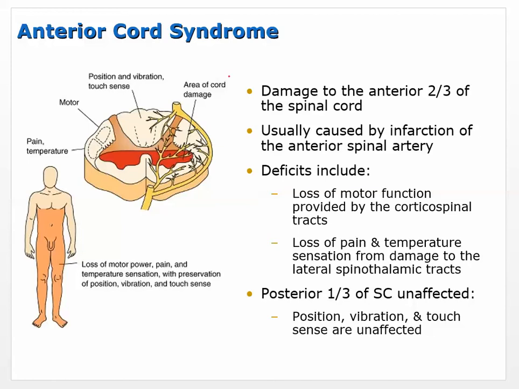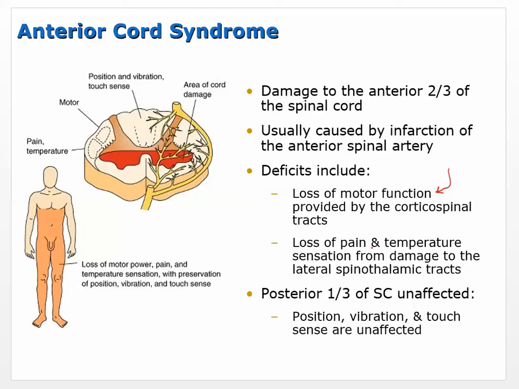Okay, so anterior cord syndrome. Now we're damaging the front part, the anterior part of the spinal cord. So the anterior two-thirds of the spinal cord, usually caused by infarction of the anterior spinal artery. Okay, so that's what causes that specificity in this case. So deficits would be loss of motor function, okay, because all your motor tracts are going to be anterior.